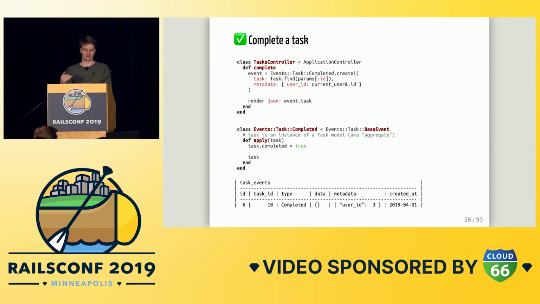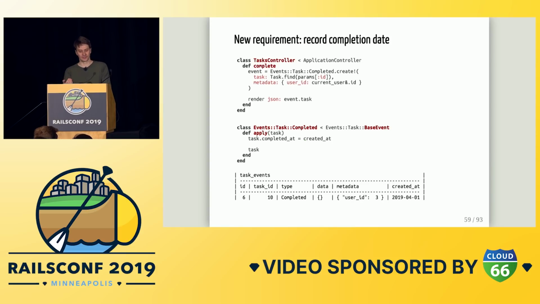If you look at the data we have in the database, that's the task events table. And basically, all events have an ID that's associated with the task. They have a type that's completed. This event doesn't have any data. And it has metadata, which currently is only the user ID, and a timestamp of when it was created at.